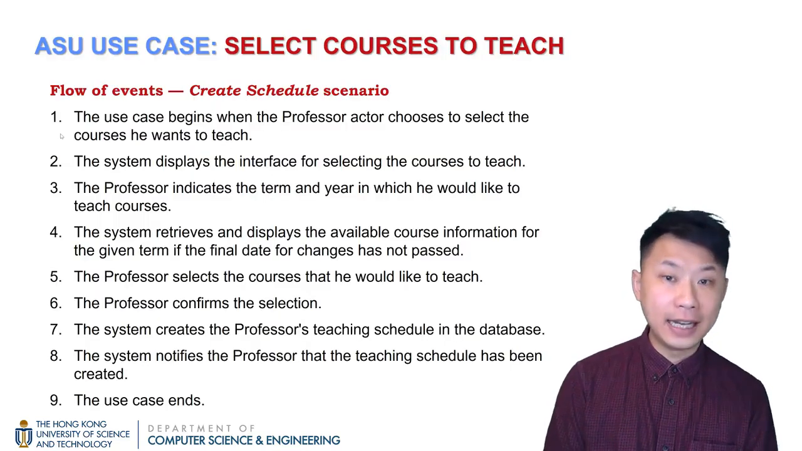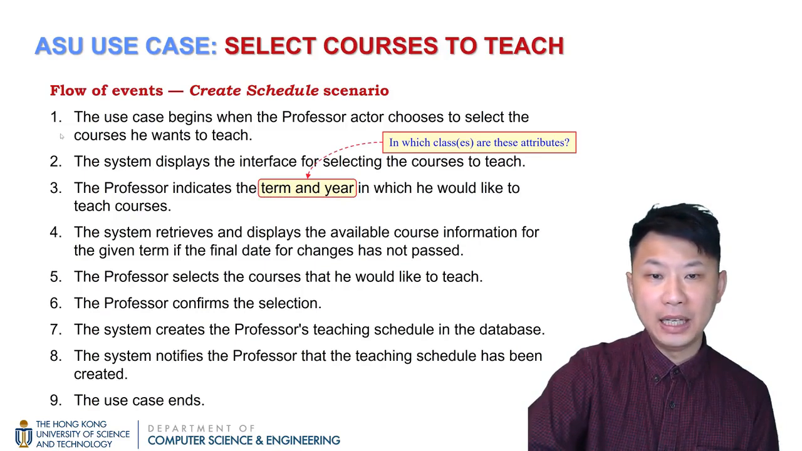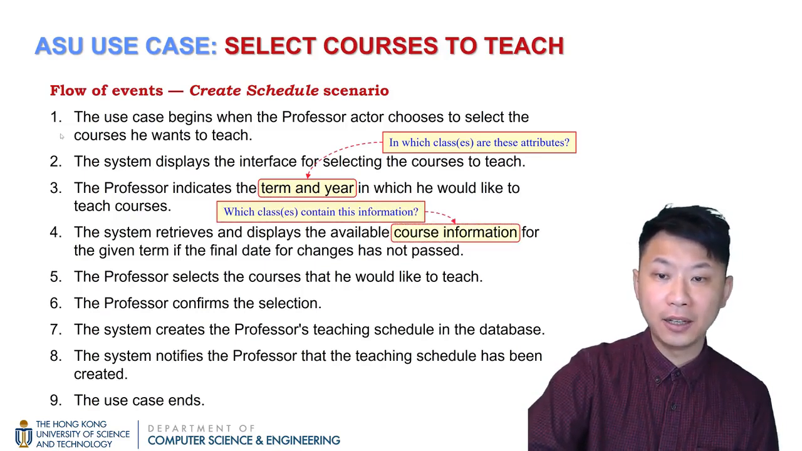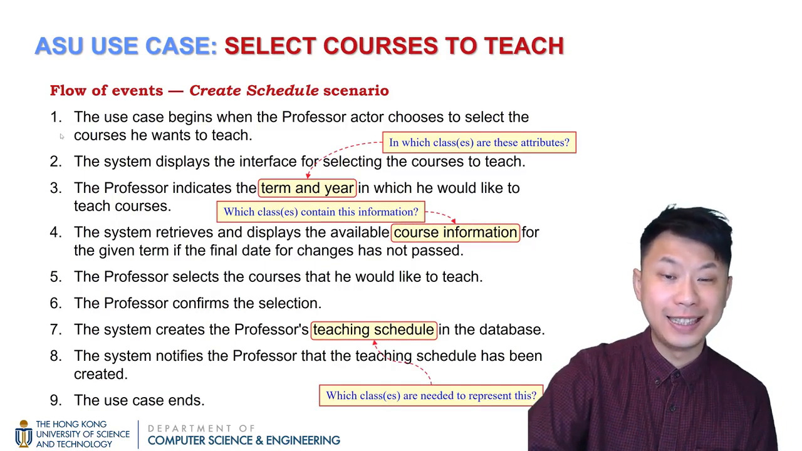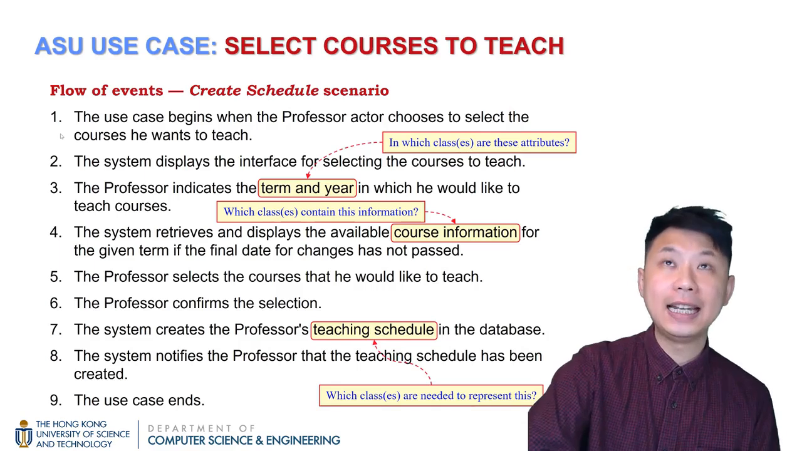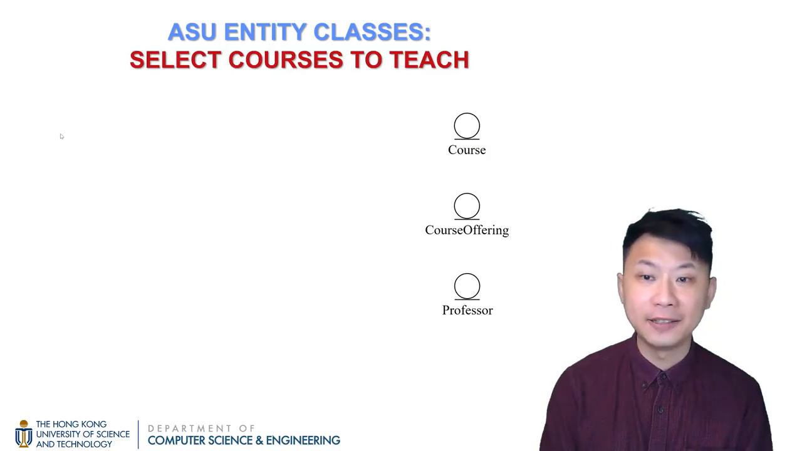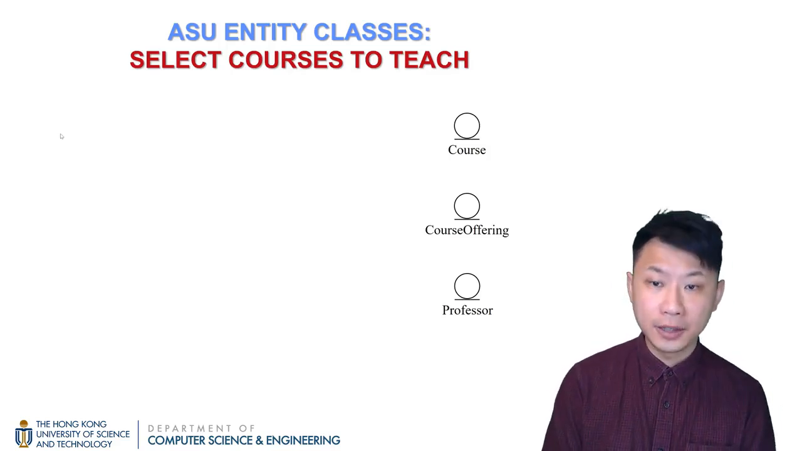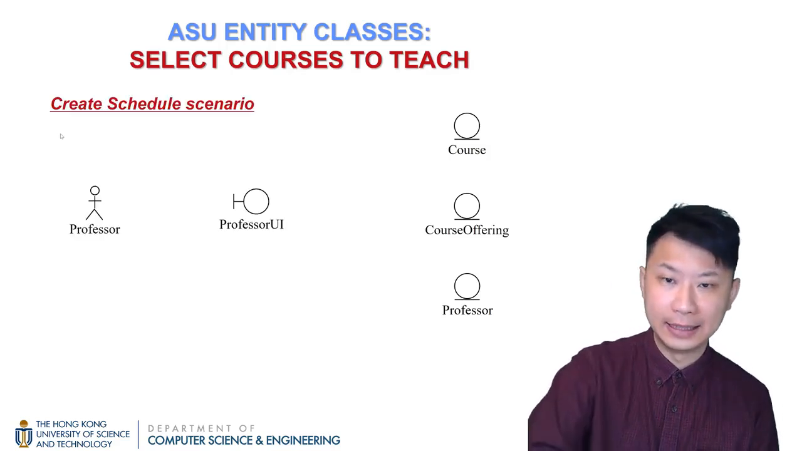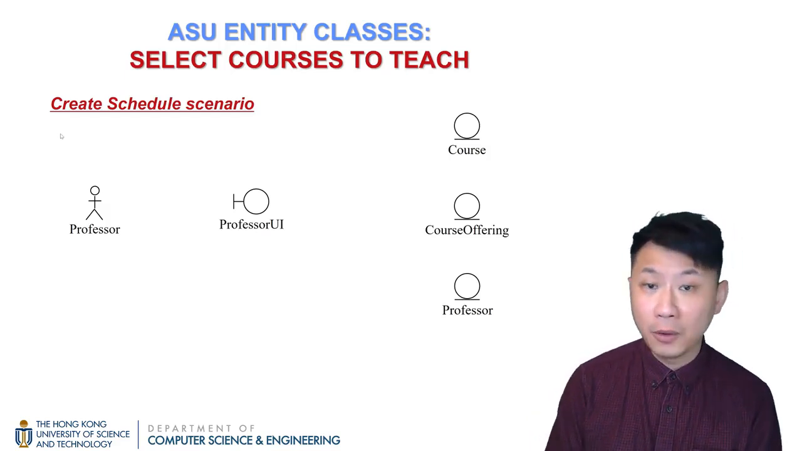For example, for the create schedule scenario, we can see that somehow we need to get the term and year and the course information and also the teaching schedule. And these are the things that persist on the software system. And now you can see that somehow we need these 3 entity classes for the create schedule scenario. And they are courses, course offering, and professor. And then within this scenario, we also need the professor UI.